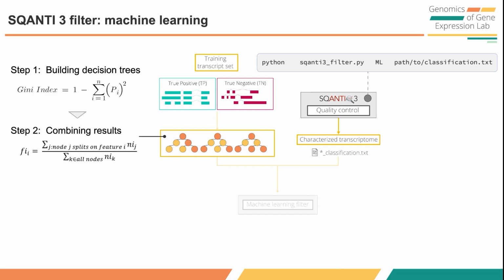Combining results. The next step is to use each decision tree to make a prediction for an isoform. Then, all the predictions are combined to form the final result, using methods like majority vote.